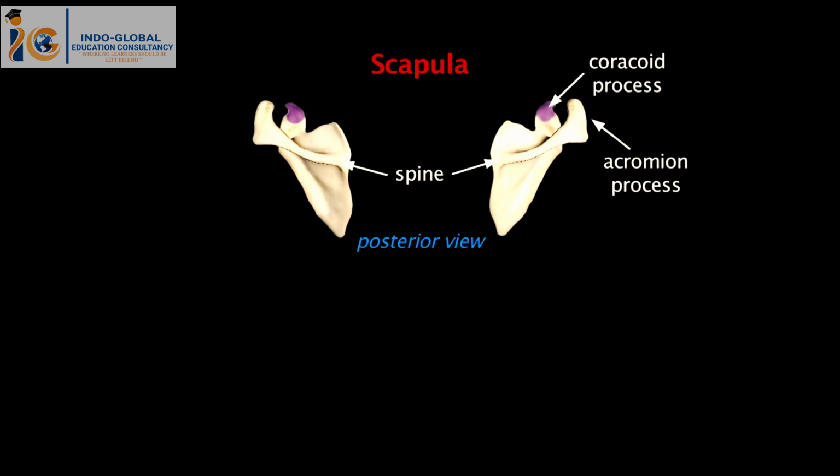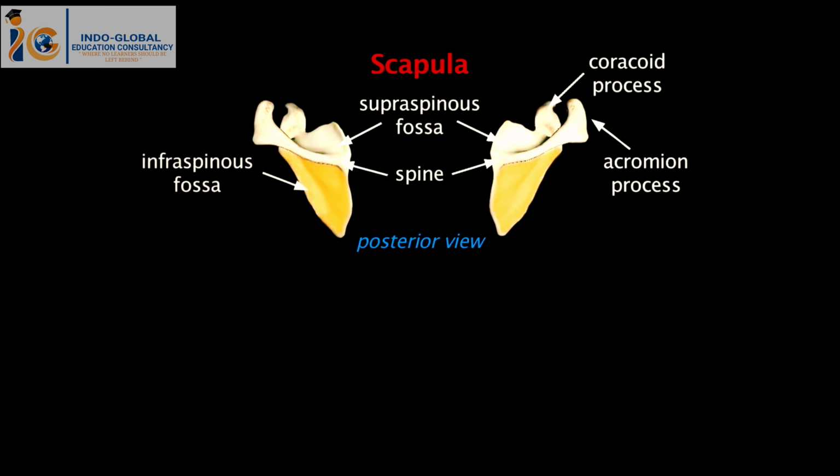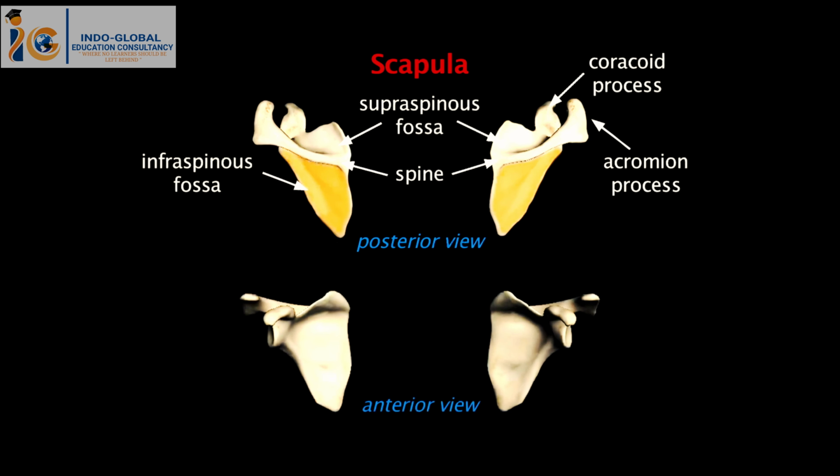Above the scapular spine is an indentation called the supraspinous fossa. Below it is another called the infraspinous fossa, and here on the anterior surface of the scapula is the subscapular fossa. All of these are attachment sites for muscles of the rotator cuff.